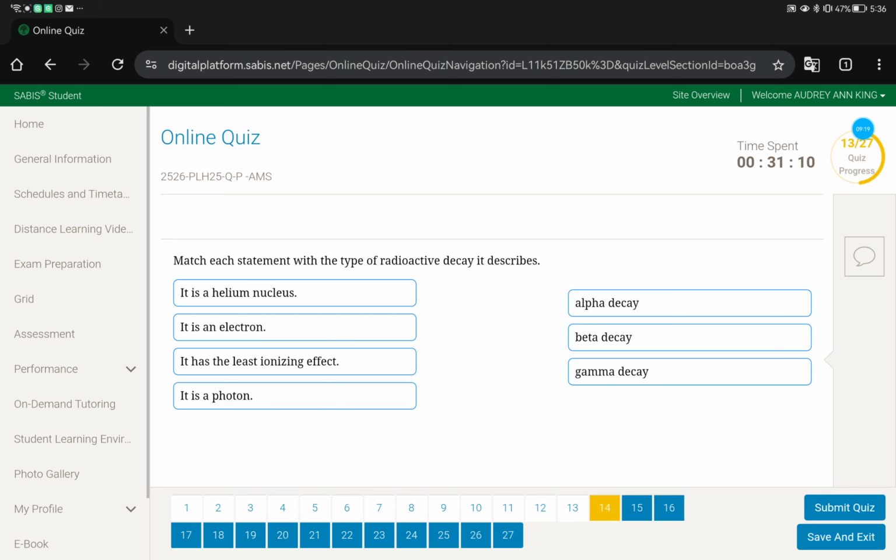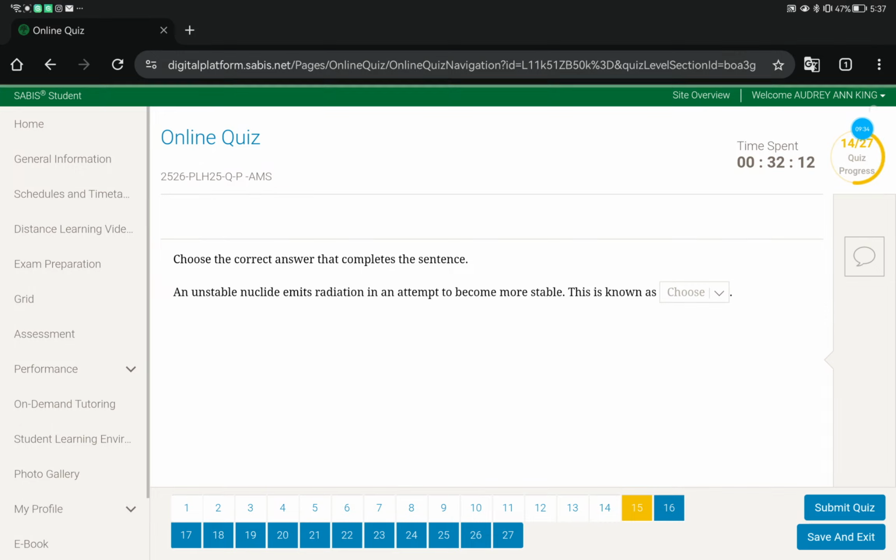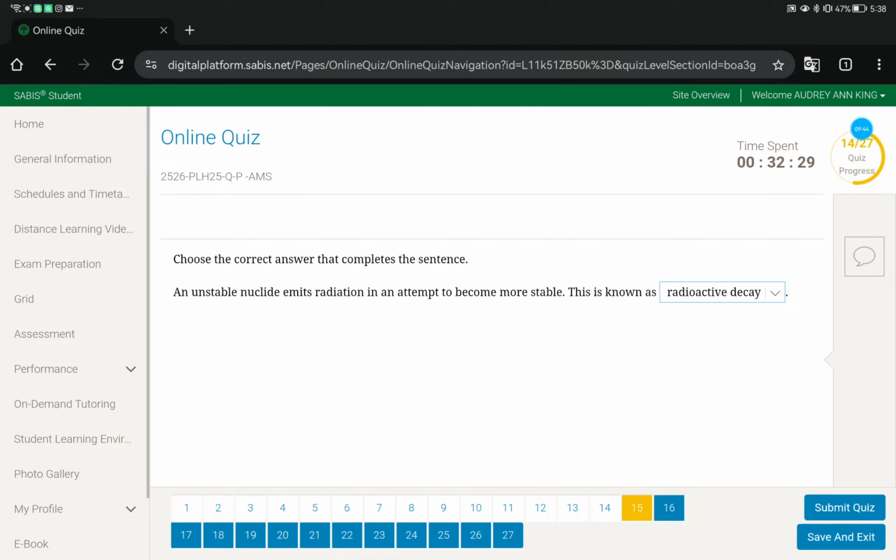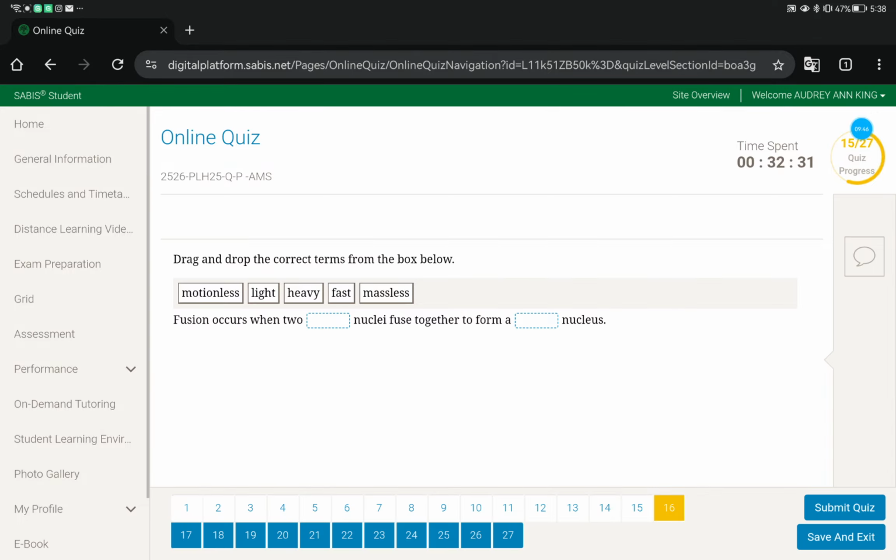Match each statement with the type of radioactive decay it describes. Okay, so the helium is a nucleus, it's alpha. It's an electron, it's beta. The least ionizing effect is gamma, and it's a photon. For gamma. The unstable nuclide emits radiation in an attempt to become more stable. This is known as radioactive decay.